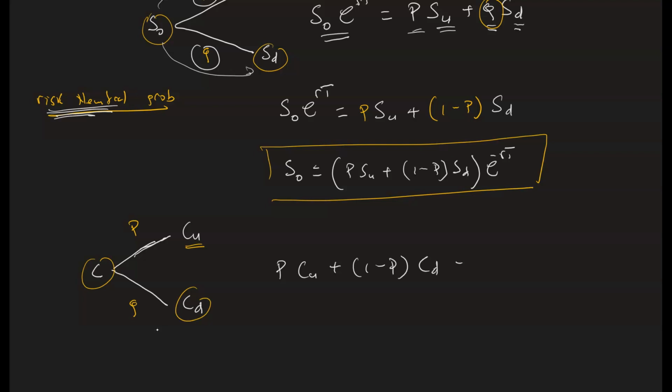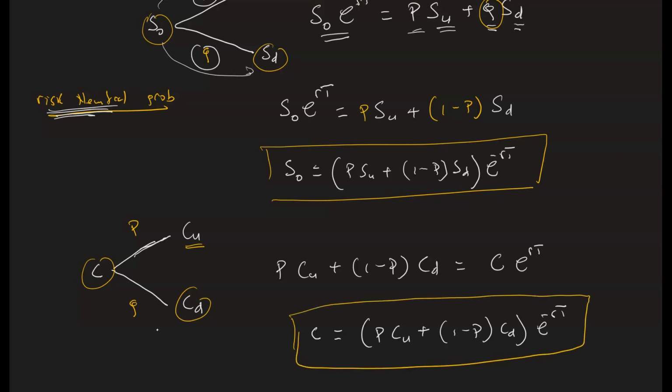That's going to be equal to our call option value, future value in the risk neutral world. And so our call option value here is simply going to be equal to P call up plus 1 minus P call down, present value. And this is how you would approach this under the risk neutral proposition.